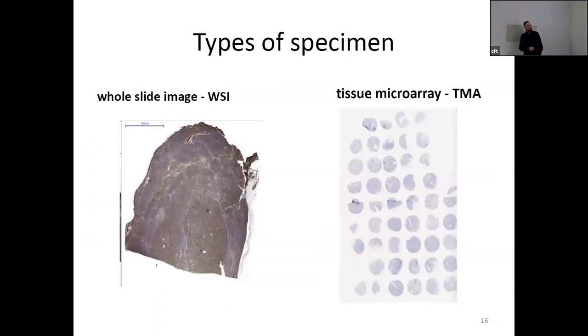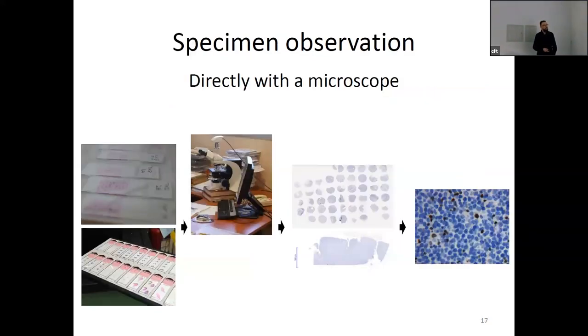Okay, these are the two types of specimen that we could handle. So the whole slide images are the big blocks of tissue. Those are the cuts that are typically made. But for science, we also make the tissue microarrays with the pathology participants. The tissue microarrays are the samples from multiple organs for multiple patients, and they are quite common in the scientific community because they provide multiple samples with the same staining, and the staining intensity is more homogeneous in this way of processing.